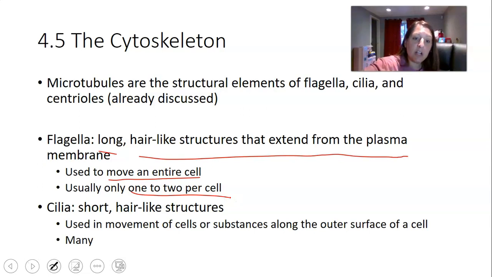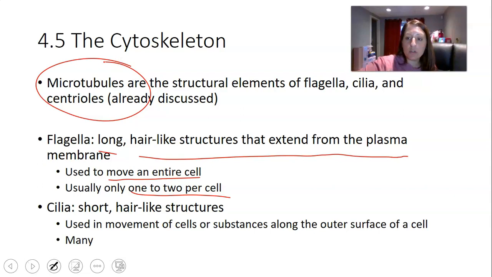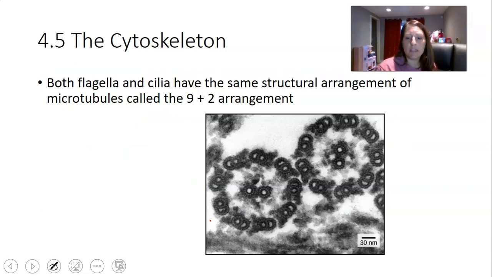If we look inside of a flagellum, we find microtubules. Those are the structures that allow that flagellum to move like a whip-like tail. Cilia are short, hair-like structures that are usually found on the surface of a cell. There's usually a ton of them. Again, on the inside we find microtubules, and those microtubules allow the cilia to move back and forth. They may use them for movement, but more than likely they use them to move substances across the outer surface of their cells.